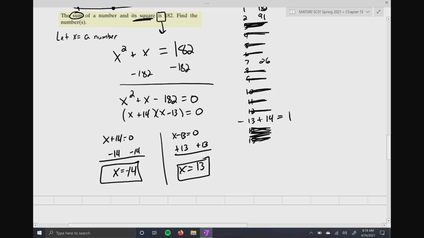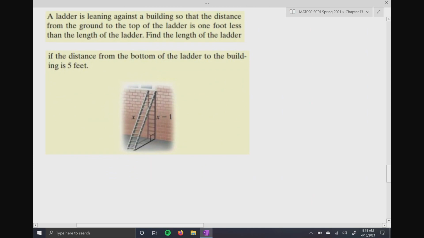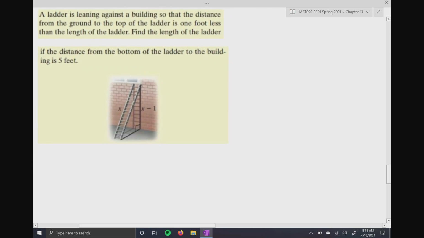All right. One more problem. This is my favorite one. Well, another favorite. I like falling body problems, and I like ladder problems. So here we go. A ladder is leaning up against a building so that the distance from the ground to the top of the ladder is 1 foot less than the length of the ladder. Find the length of the ladder if the distance from the bottom of the ladder is 5 feet.